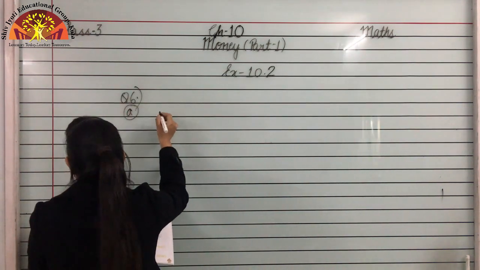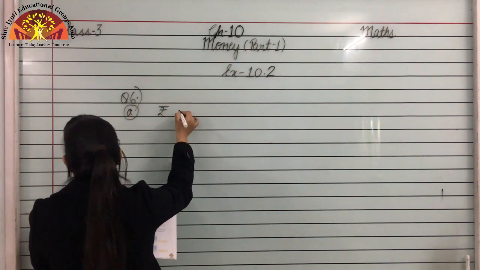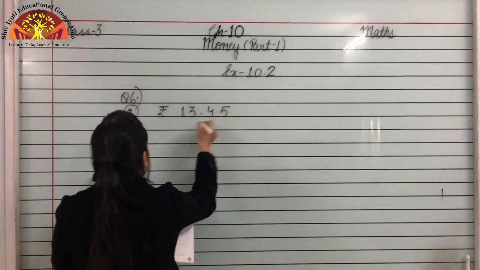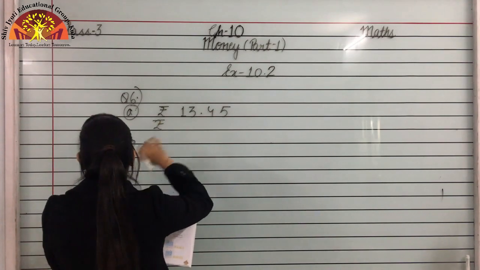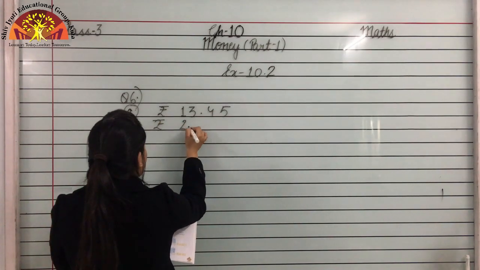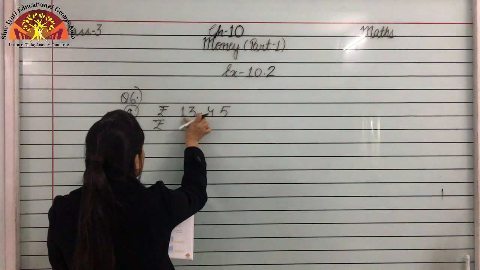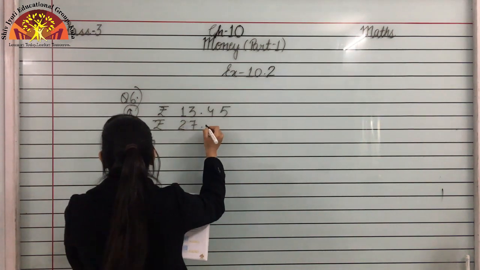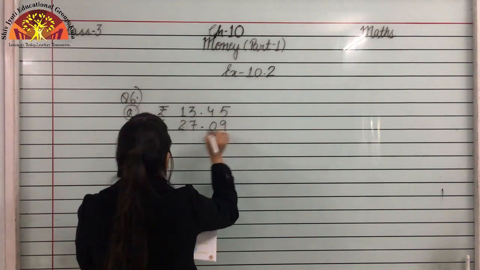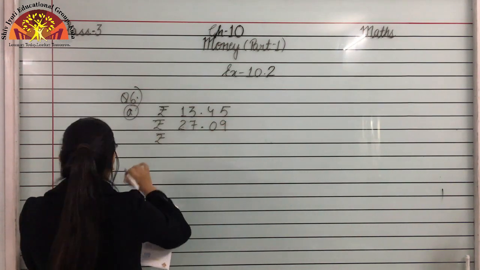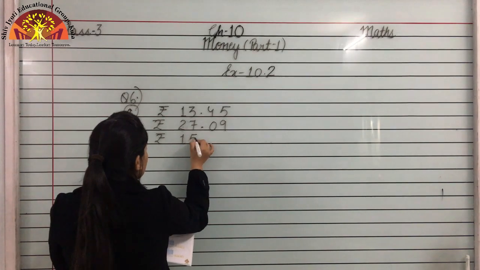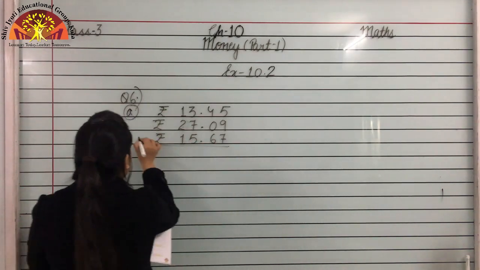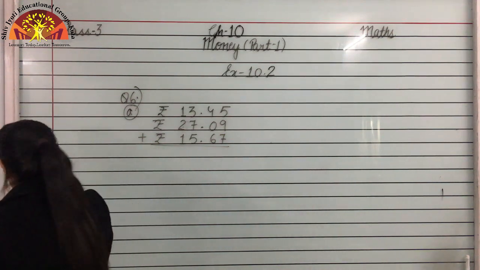A part is rupees 13.45 and the next number I am writing here only, that is rupees 27.09 and the third is rupees 15.67, and we have to find the addition of these three numbers.